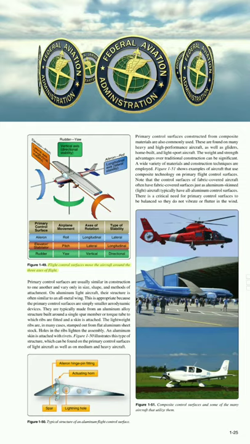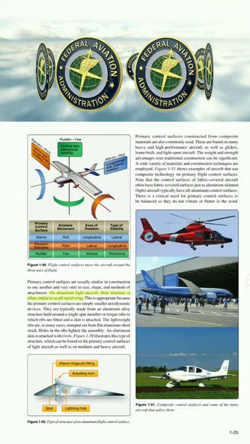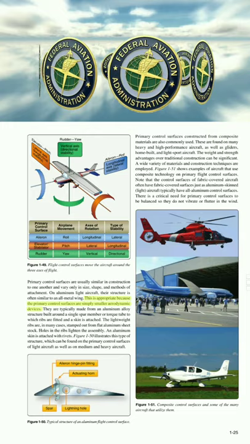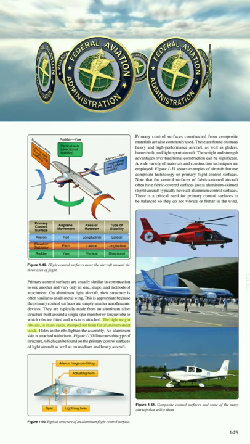Primary control surfaces are usually similar in construction to one another and vary only in size, shape, and methods of attachment. On aluminum light aircraft, their structure is often similar to an all-metal wing. This is appropriate because the primary control surfaces are simply smaller aerodynamic devices. They are typically made from an aluminum alloy structure built around a single spar member or torque tube to which ribs are fitted and the skin is attached. The lightweight ribs are, in many cases, stamped out from flat aluminum sheet stock. Holes in the ribs lighten the assembly. An aluminum skin is attached with rivets.